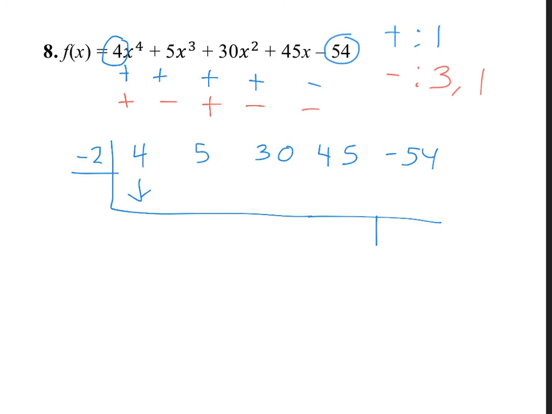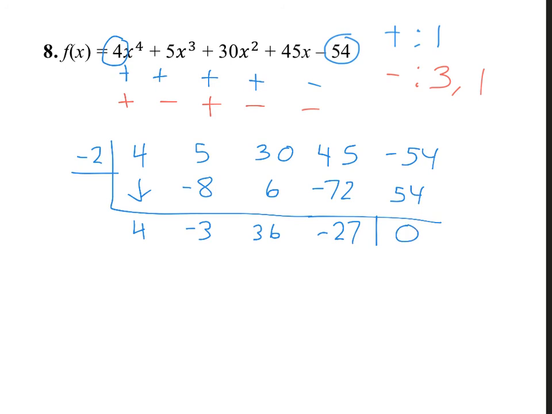So let's plug that in, bring down the 4. Negative 2 times 4 is negative 8. 5 plus negative 8 is negative 3. Negative 2 times negative 3 is 6. 30 plus 6 is 36. Negative 2 times 36 is negative 72. 45 plus negative 72 is negative 27. Negative 2 times negative 27 is positive 54. And if we add those, we get our remainder of 0.